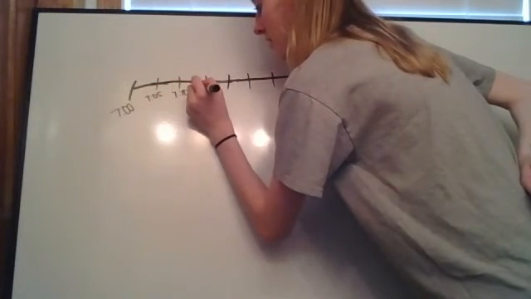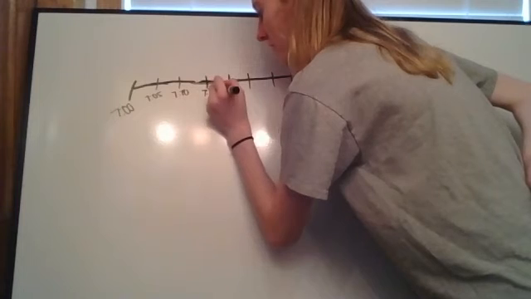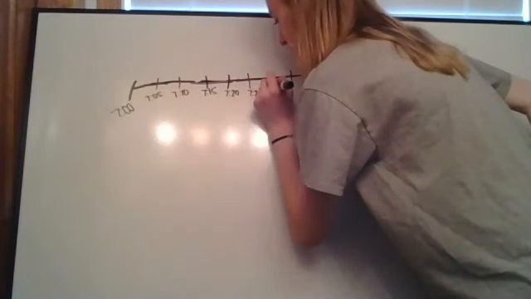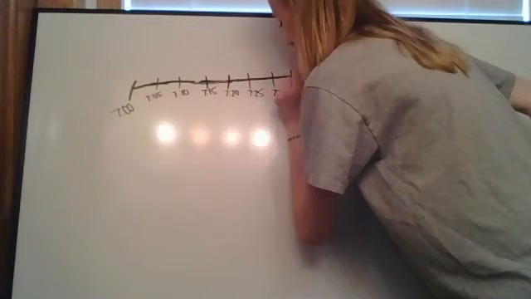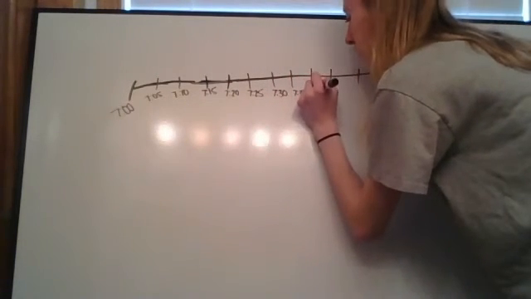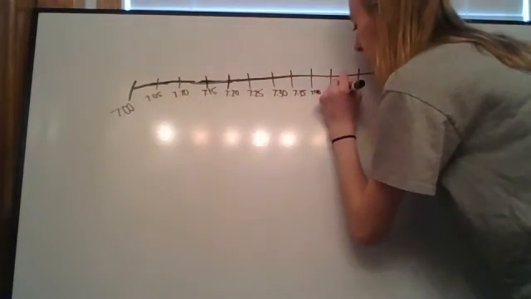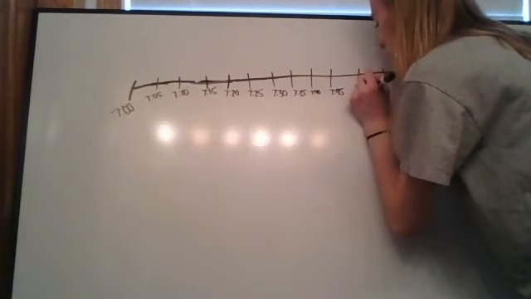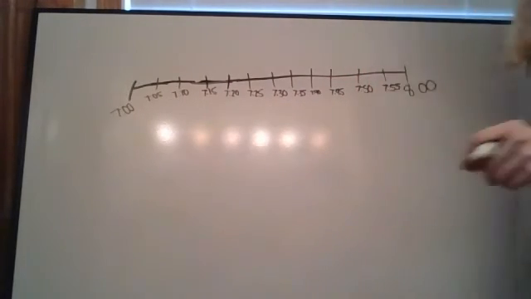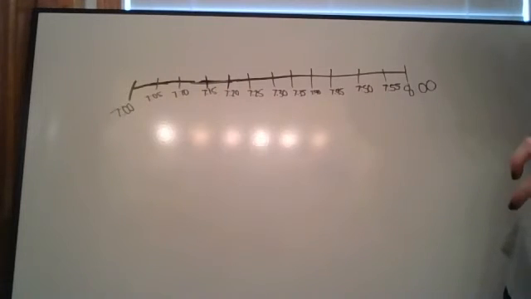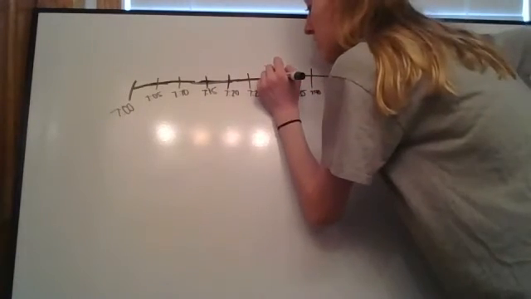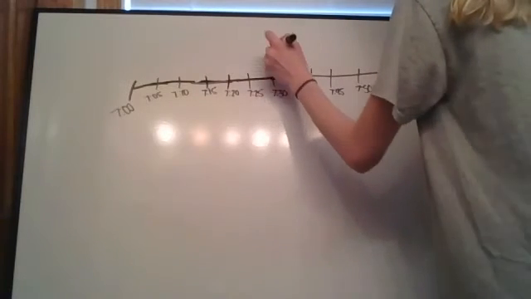Okay. So then we have 7:05, 7:10, 7:15, 7:20, 7:25, 7:30, 7:35, 7:40, 7:45, 7:50, and then 7:55. So if he starts his chores at 7:30, that's right here, 7:30.